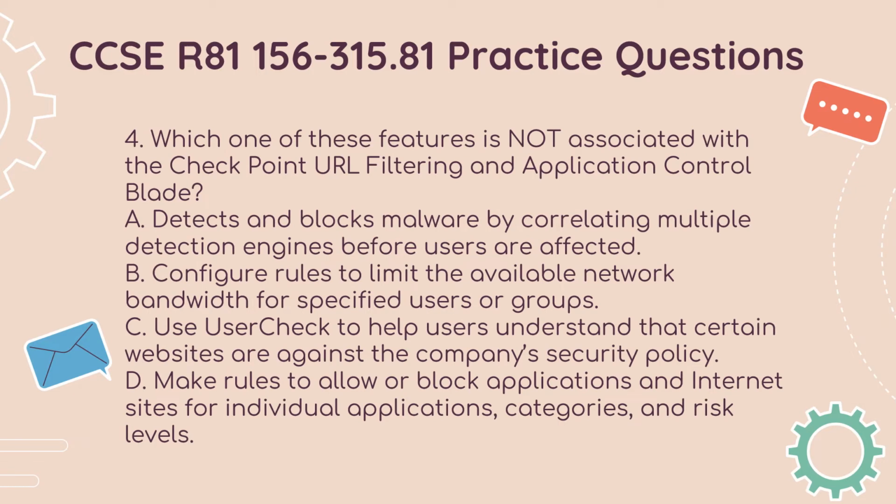4. Which one of these features is not associated with the Check Point URL filtering and application control blade? A. Detects and blocks malware by correlating multiple detection engines before users are affected. B. Configure rules to limit the available network bandwidth for specified users or groups. C. Use UserCheck to help users understand that certain websites are against the company's security policy. D. Make rules to allow or block applications and Internet sites for individual applications, categories, and risk levels.